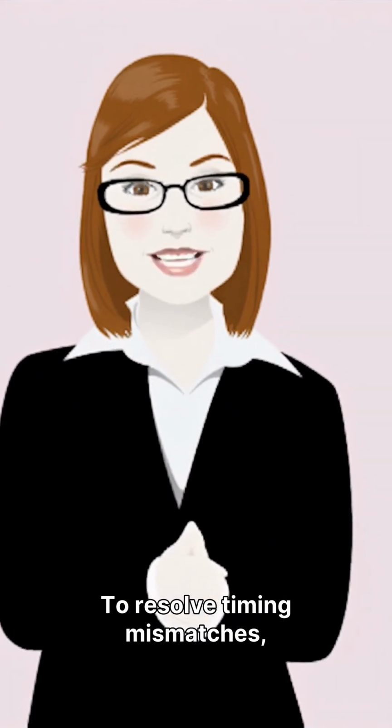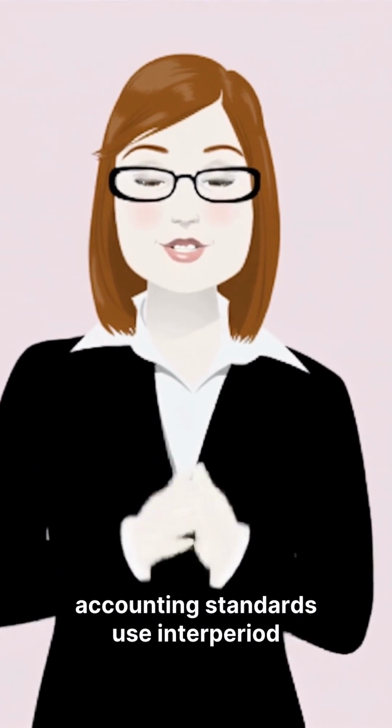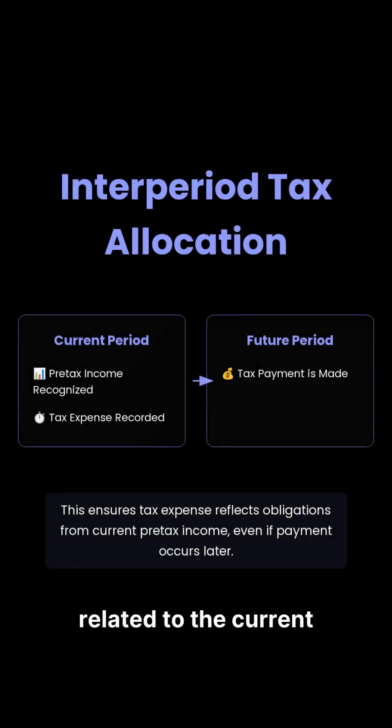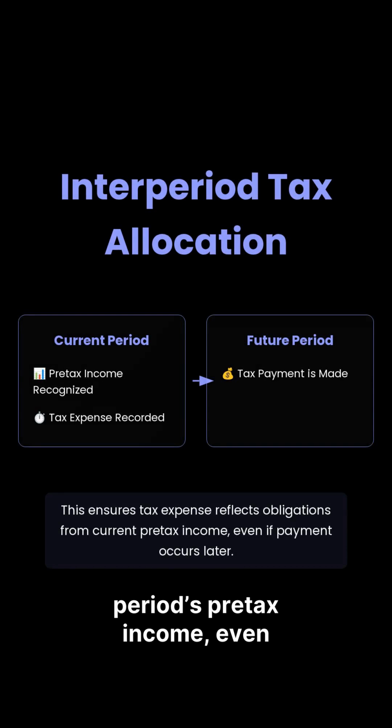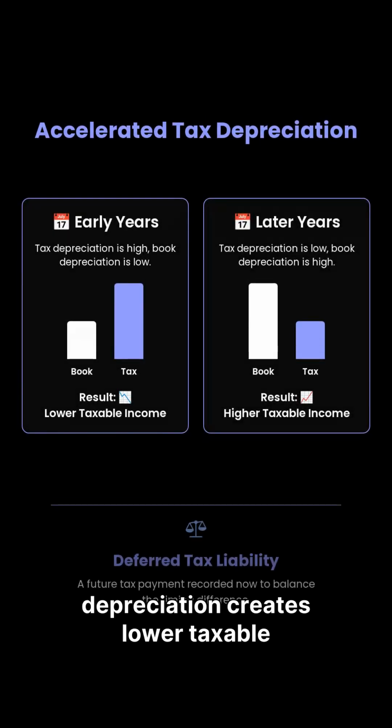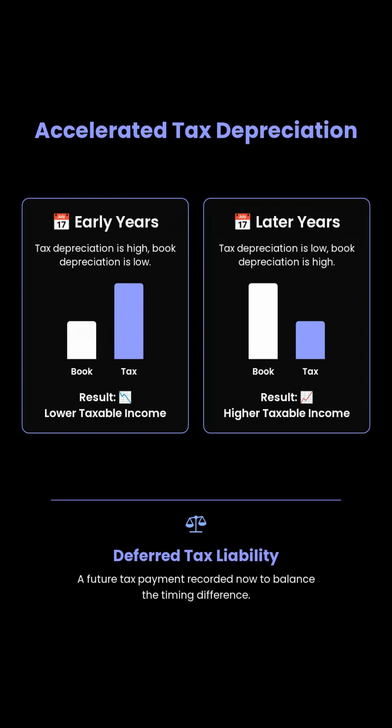To resolve timing mismatches, accounting standards use interperiod tax allocation. This ensures that tax expense reflects all obligations related to the current period's pre-tax income, even if payment occurs later. For example, accelerated tax depreciation creates lower taxable income in early years and higher in later years, so we record a deferred tax liability to balance that timing difference.